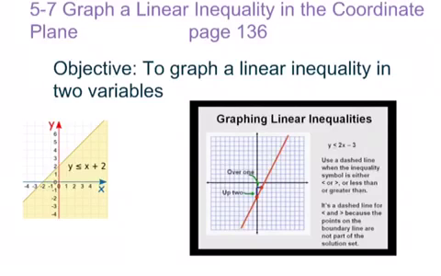The objective is to graph a linear inequality in two variables. It's going to look kind of like these two examples down here. We're going to draw a line, then shade in one side of the graph, and instead of an equal sign, you have an inequality sign.